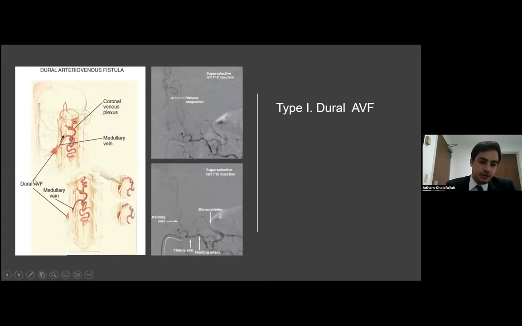As you can see here, the fistula develops at the entrance of the nerve root, between the medullary vein, the coronal venous plexus, and the dural artery. You can see here the feeding dural artery developing a fistula, which eventually leads to venous stagnation. And that's what we call the dural AV fistulas, also referred to as type 1 AVMs, which is the most common type of AV fistula.